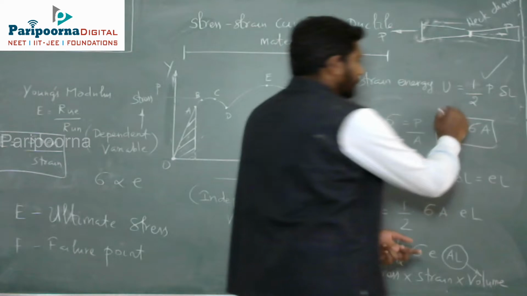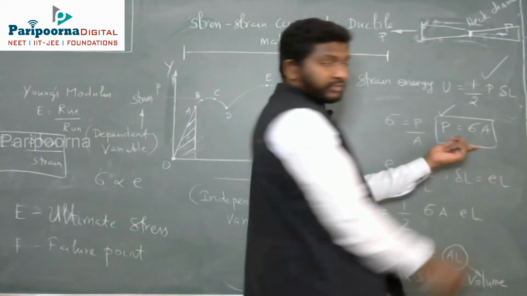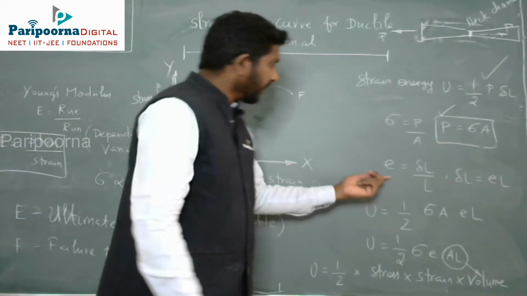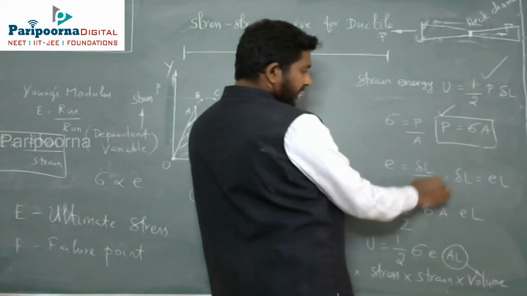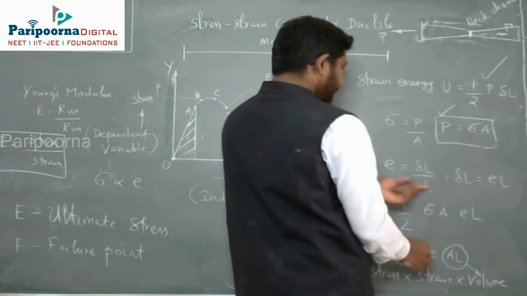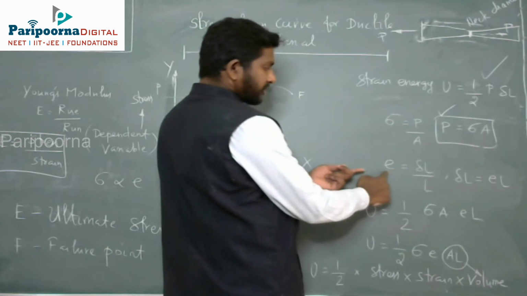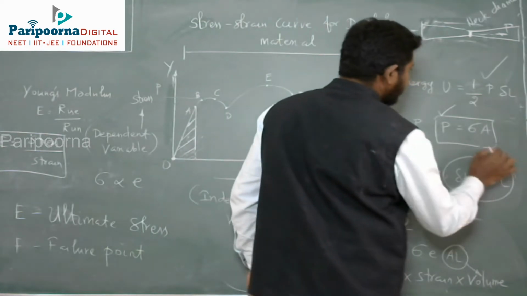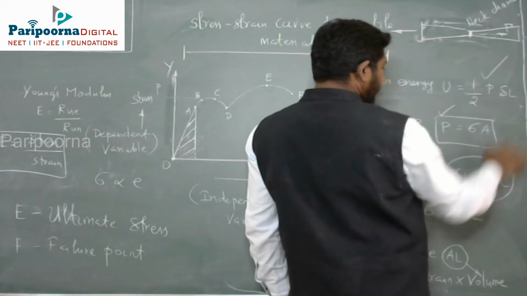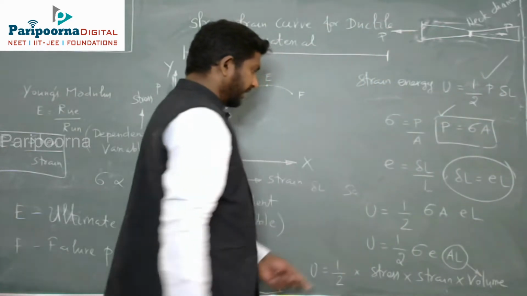Okay. So, instead of P, you can substitute this value. Similarly, del L. You know strain is equal to change in length over original length. So, instead of del L, you can apply strain times length. Now you substitute the P value and del L value in this strain energy equation.